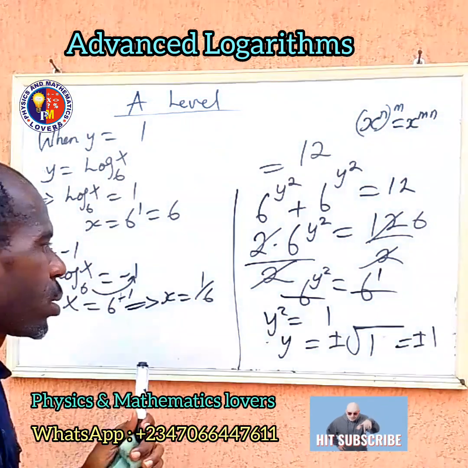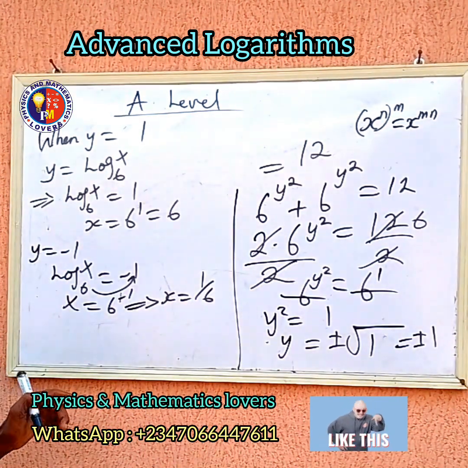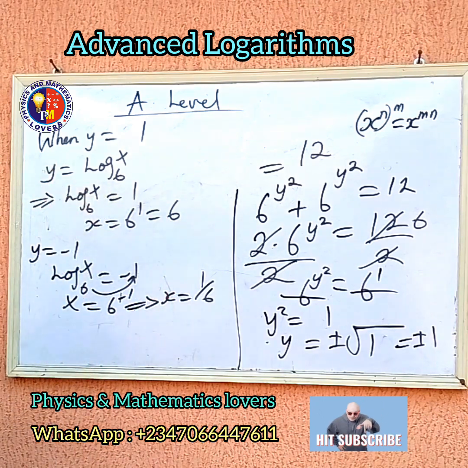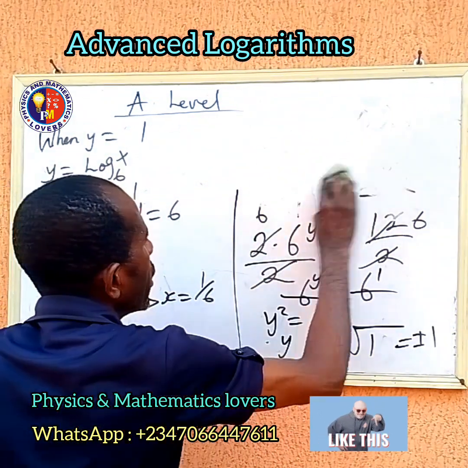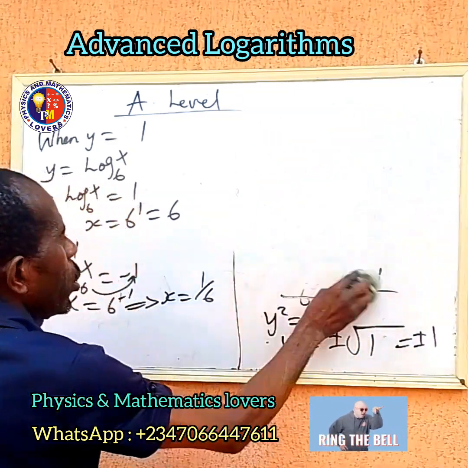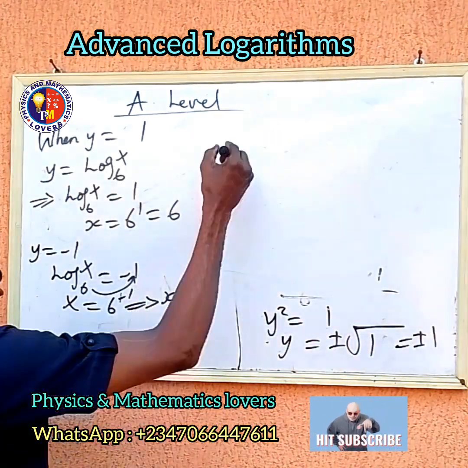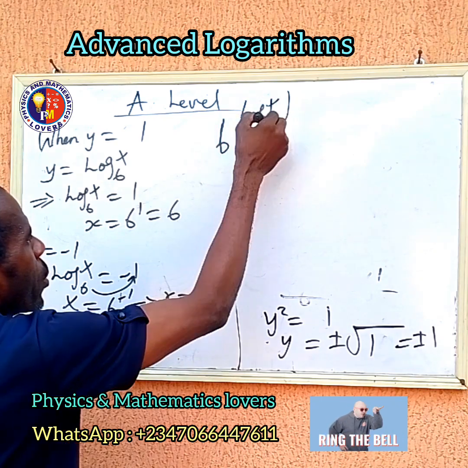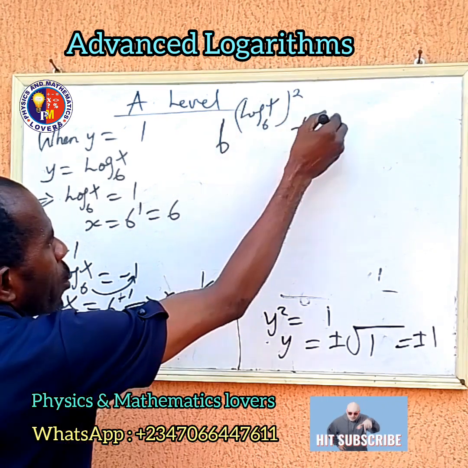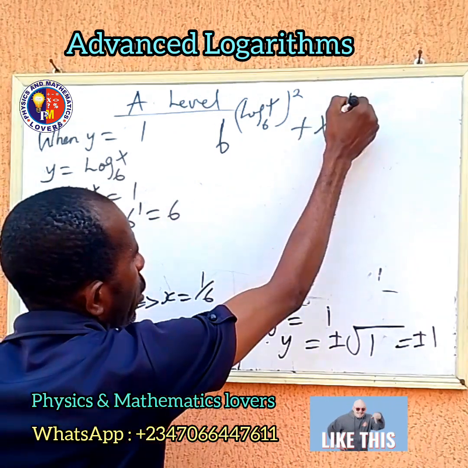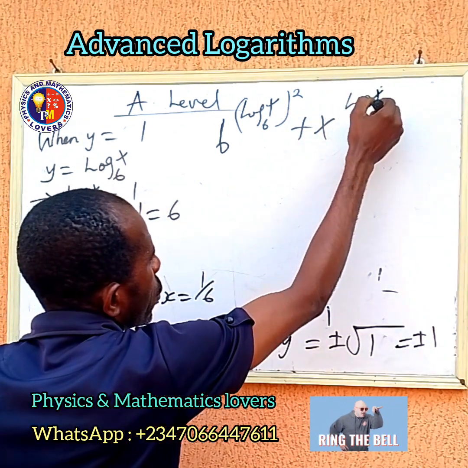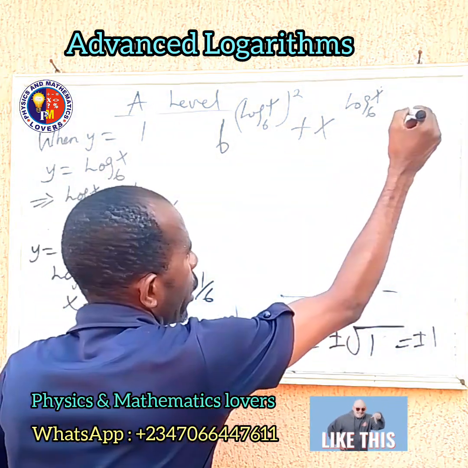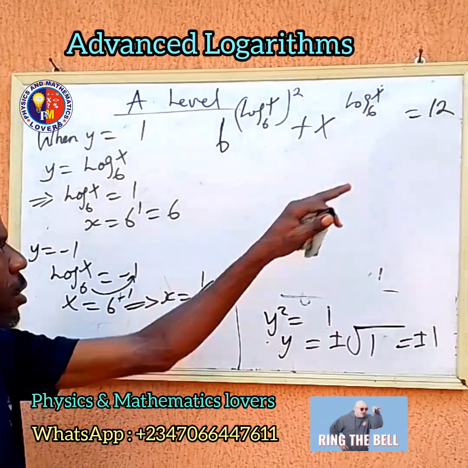Now how do we know the particular value that will satisfy this equation? Let us test for the value of x. When x is equal to 6, let's plug it into the equation. Remember the equation: we have 6 raised to power log x to base 6, all squared, plus x raised to power log x to base 6. Our proof now is that it must give us equal to 12. Everything must give us equal to 12.